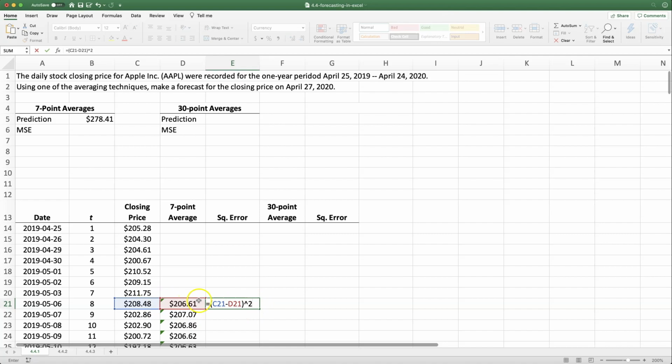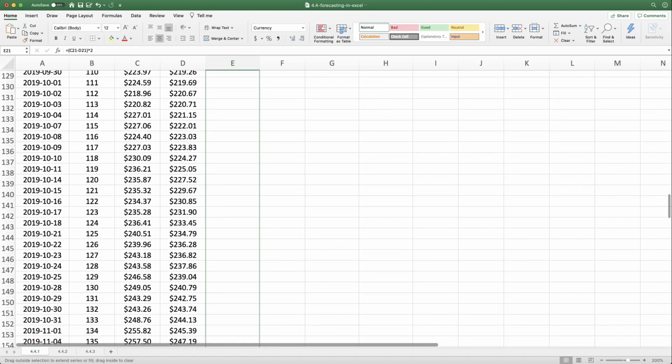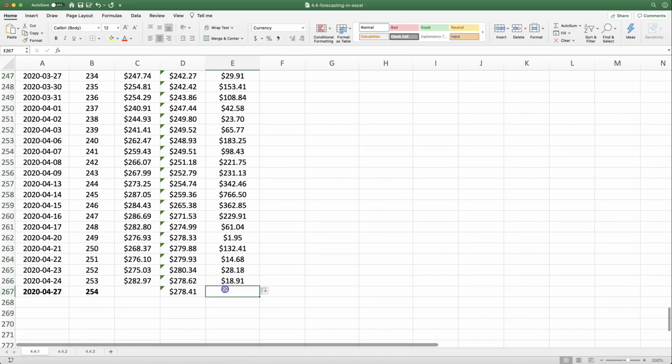Actual minus forecasted: $3.49. Select this cell and auto drag it down to the bottom. Notice that I didn't drag it all the way down to April 27th. Since there's no observation for April 27th, it doesn't make sense to compute a squared error for April 27th.